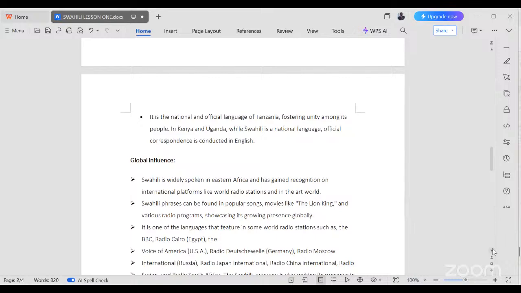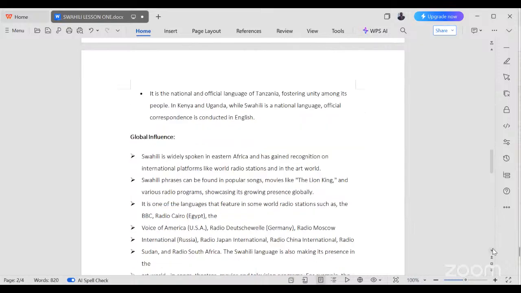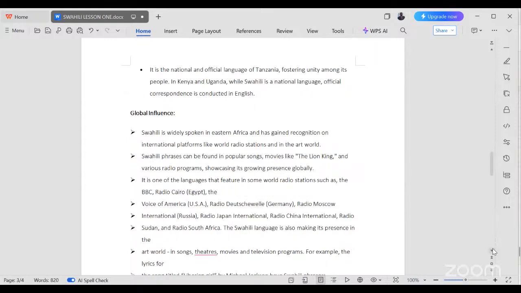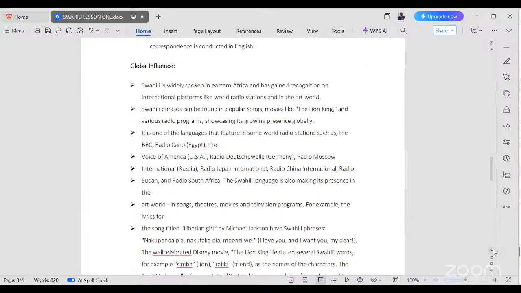For example, there are radio stations such as the BBC Swahili, Radio Africa, Radio Cairo that have Swahili. There's a Voice of America Swahili. We have Radio Deutsche Welle of Germany, which has a Swahili version. There's Radio Moscow, speaking Swahili. There's also Radio International Russia, Radio Japan, Radio China Swahili program, Radio in Sudan, Radio South Africa, and the Swahili language is now making its presence in the art world, in songs, in theaters, and in television programs.